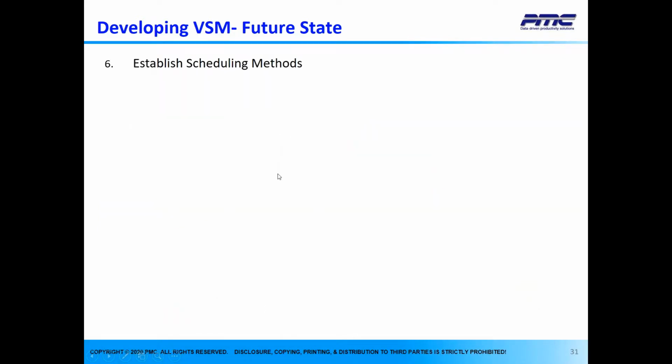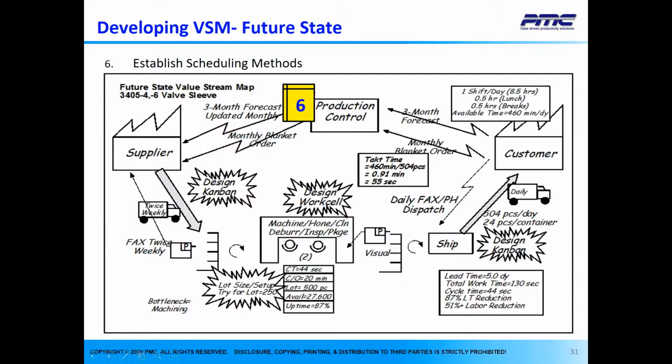Establishing the scheduling methods. Kanban and direct links now schedule all operations short-term. Both the work cell and the supplier, however, need forecasts to plan staffing and possible changes in inventory levels. The map here shows this monthly information flow.